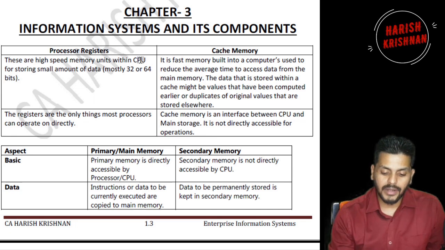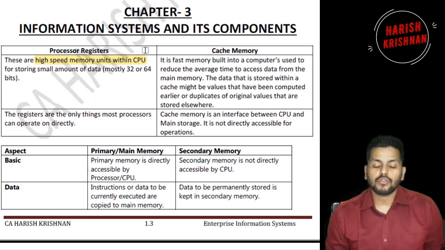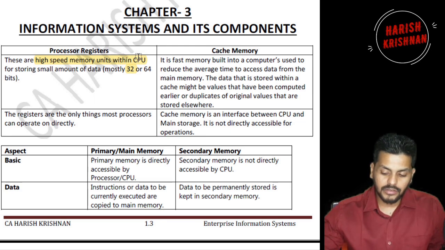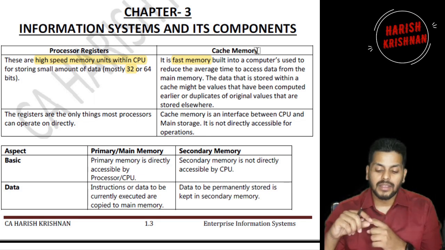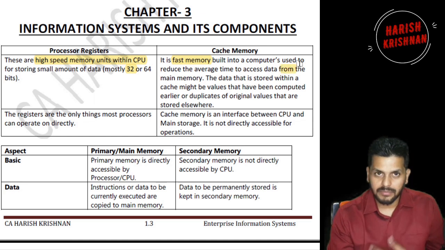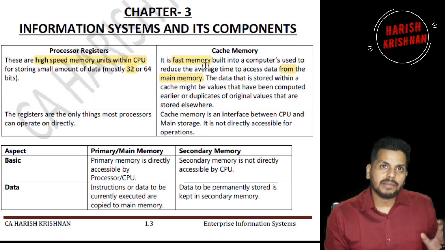Where are they located? High speed memory units within the CPU for storing a small amount of information, mostly 32 or 64 bit. That is what processor registers are. When it comes to cache memory, it's a much faster memory built into the computer, used to reduce the time gap between what and what? The time gap between the RAM and the main memory, so that frequently used items will be stored in the cache.